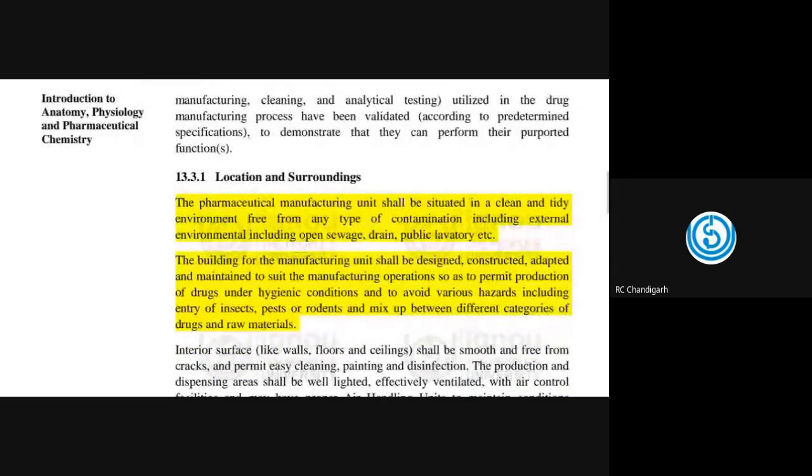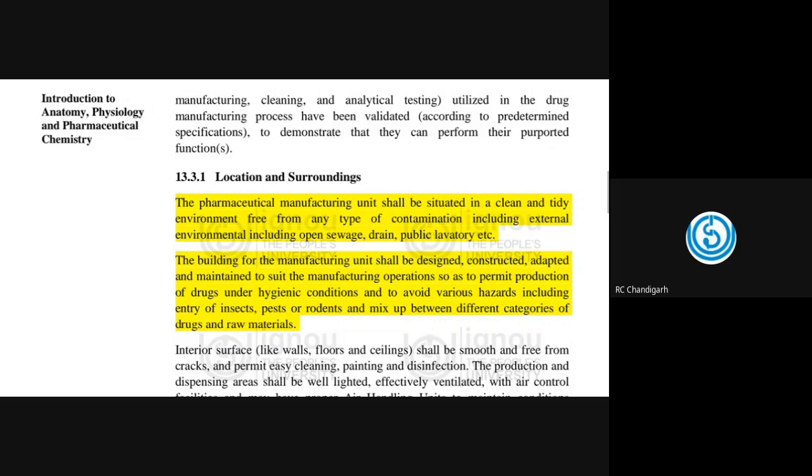Location and surroundings. The pharmaceutical manufacturing unit shall be situated in a clean and tidy environment, free from any type of contamination, including external environmental contamination, such as open sewage, drain, public laboratory, etc.